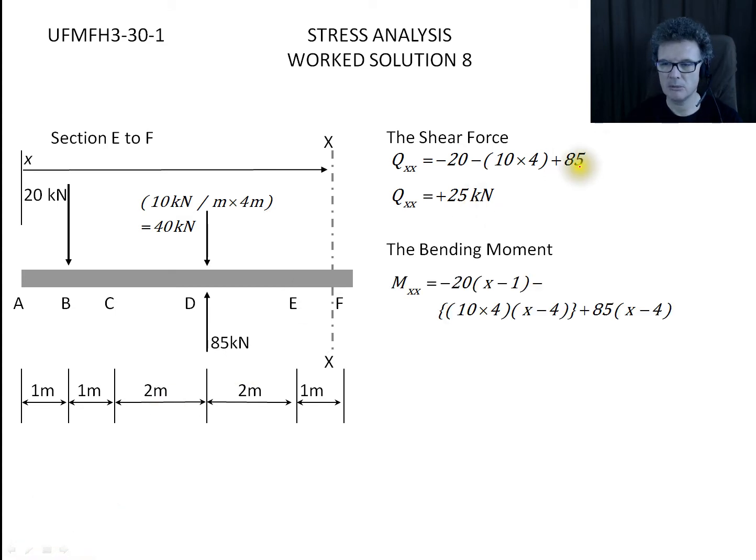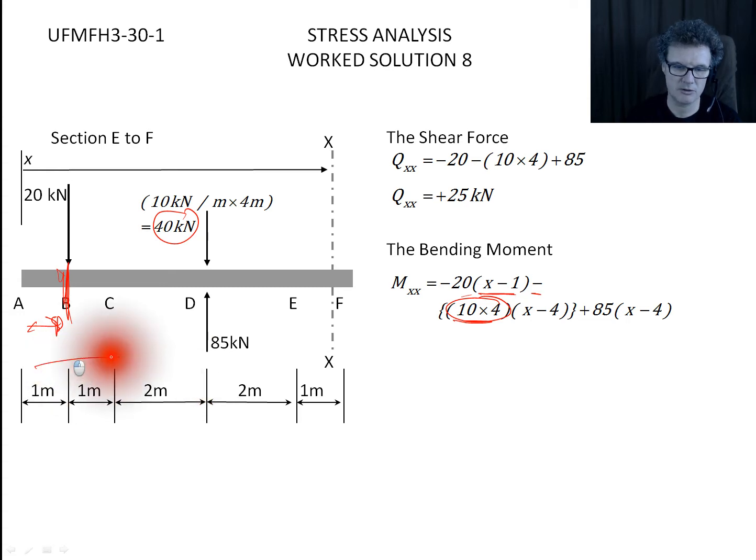For the bending moment diagram, we could drop this really and just treat this as a 40. So we've got minus 20 (x minus 1), since its position is 1 meter from the start. This 40 is going downwards, so we're going to have a minus, and its position we've worked out to be 4 meters from x equals 0. And what about the 85? Well, the 85 happens to be located at the same position, so that's going to be x minus 4 times the 85.